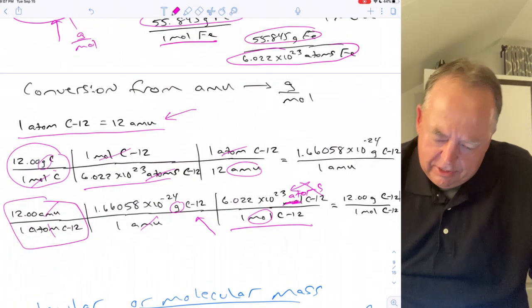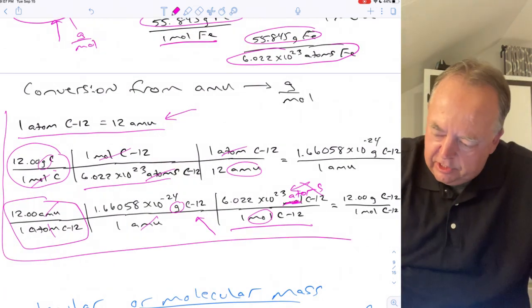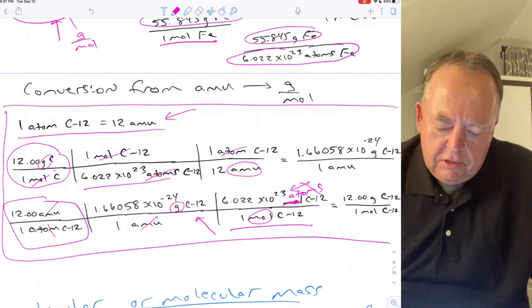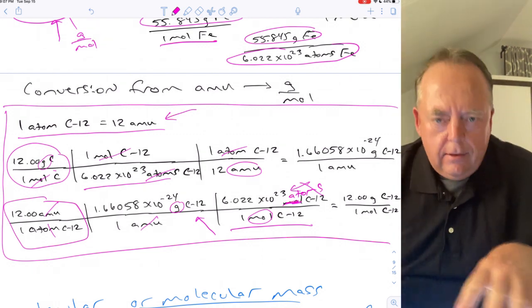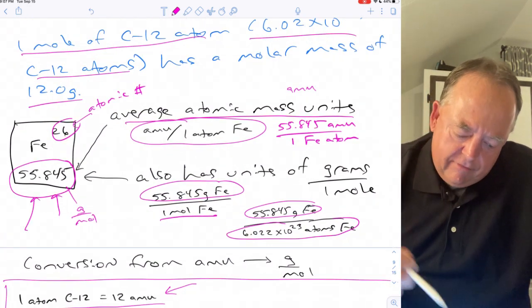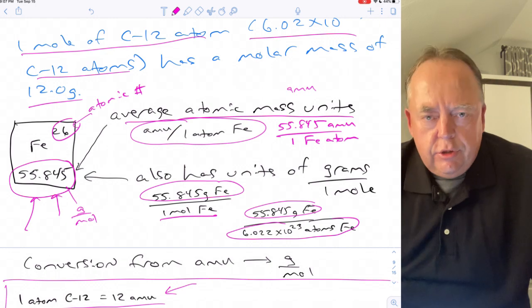So I'm not going to expect you to do this, and I'm not going to expect you to know that. I just don't like throwing things out there and just saying, okay, memorize this. I like to show you how it works out as well. So just keep in mind when you see the average atomic mass, that has units of grams per mole.